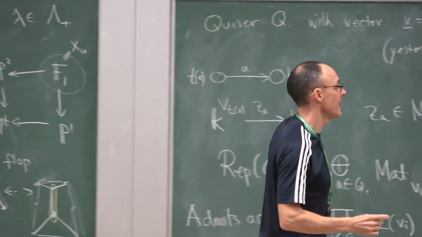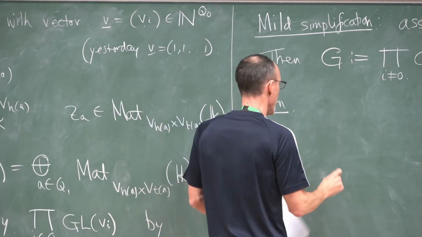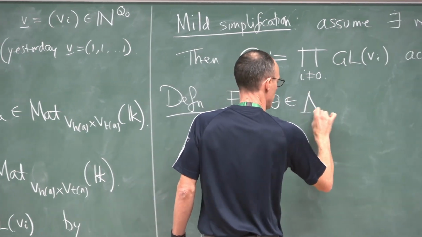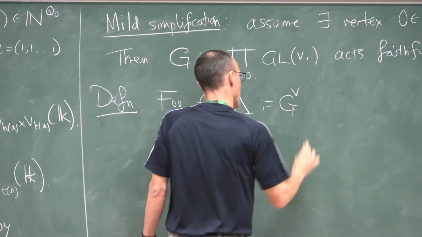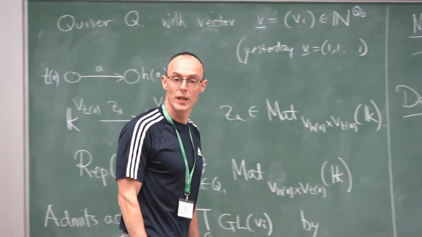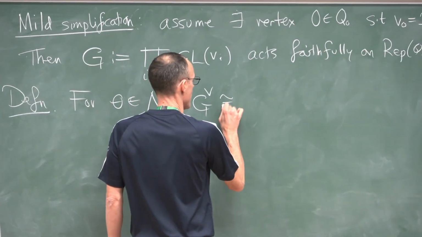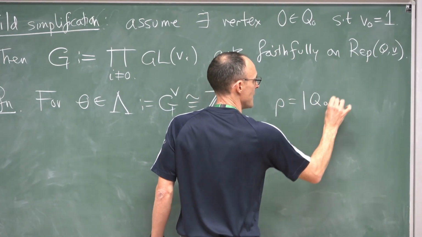Right, so on with this then, the key definition, and it simply generalizes everything that I was saying yesterday. For any theta in lambda, which I'll define to be the group of characters of G. Well, each GL introduces a copy of Z, so this is isomorphic to Z^rho, for rho equals the number of vertices minus 1.